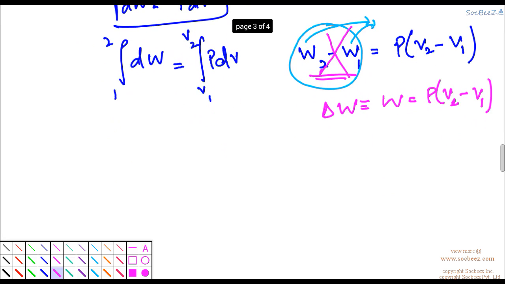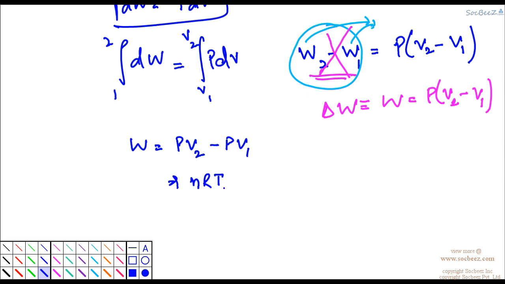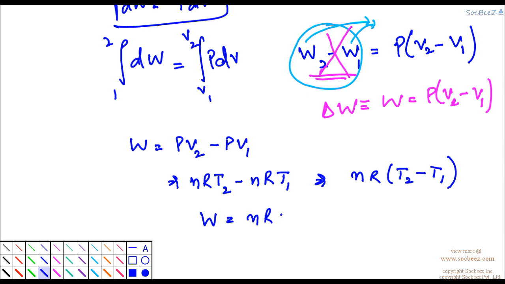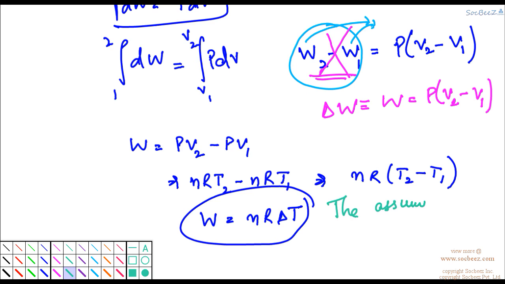And as we are dealing with gaseous systems, we have work as PV2 minus PV1, correct? This is nothing but nRT2 minus nRT1. So this is nothing but nR into T2 minus T1. Work is nothing but nR delta T. There is just one thing to care about over here, which is that the assumption is that the pressure is constant.